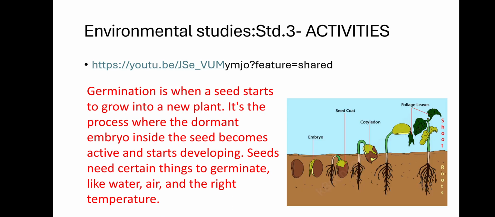Now you can see this diagram where the seed is planted in the soil. Then after some time the embryo develops into the radicle, which develops into the root, and the plumule, the upper part, which develops into the shoot. Now you can see in the last diagram, it's a sapling which has got a root system and the shoot system.